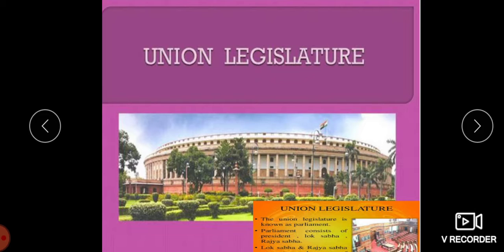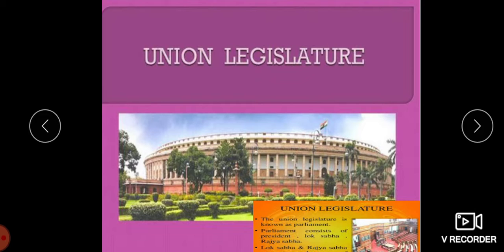Fifthly, inequality of representation in the Rajya Sabha. Our Constitution does not accord equal representation to all the states. It accords representation to the various states in the Rajya Sabha on the basis of their population. This means that the states with larger population send more representatives in comparison to the states with smaller population. The Rajya Sabha also has 12 members nominated by the President from among the persons who have specialized in the field of art, literature, science and social services. This is a clear departure from the federal principle.